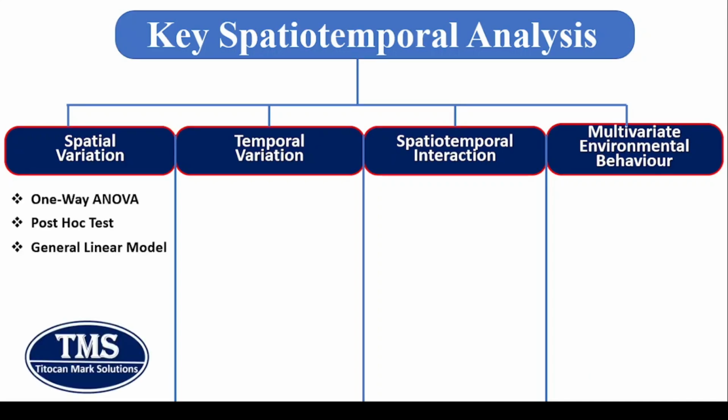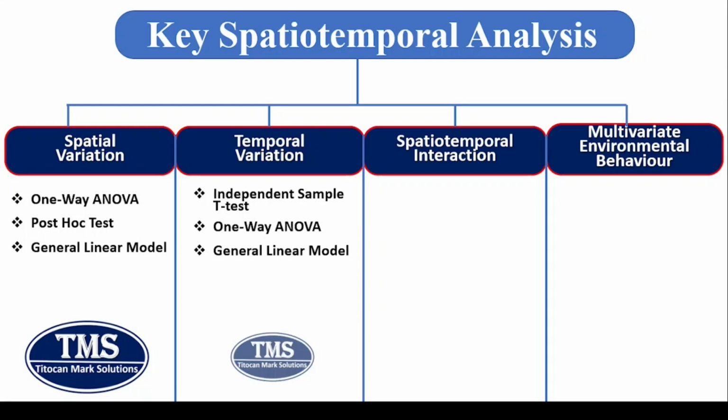One-way ANOVA to test if mean parameter values differ across locations. You can also carry out a post-hoc test analysis using Tukey HSD to identify which specific location differs. And you can also perform general linear model using location as a fixed factor to model spatial effect while allowing inclusion of other variables. For temporal variation, which is the season effect, you can perform the following.